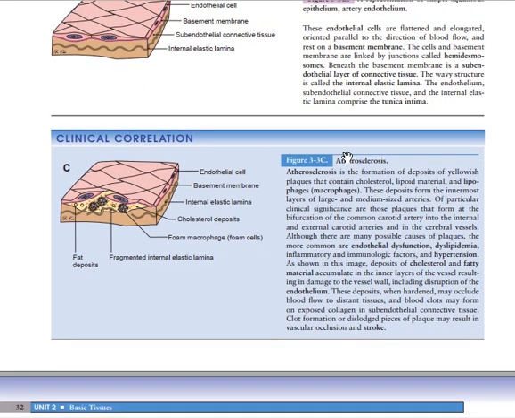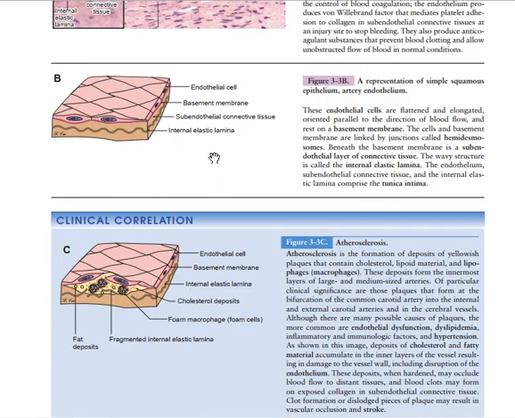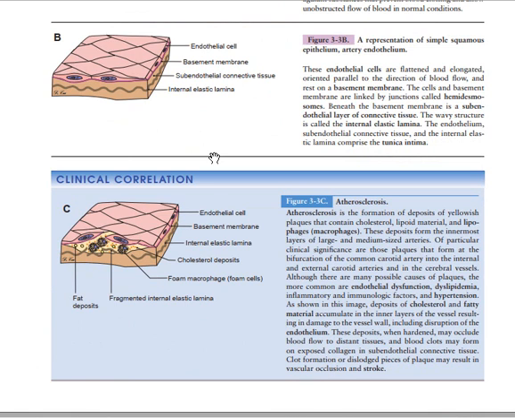Now, the clinical correlation of simple squamous epithelium in the blood vessels is that you can have atherosclerosis. Atherosclerosis is just a deposition of yellowish material between the tunica intima and the tunica media. The tunica intima is the innermost part of the blood vessel, while the tunica media is the middle part of the blood vessel. So there can be accumulation of the fatty structures there.